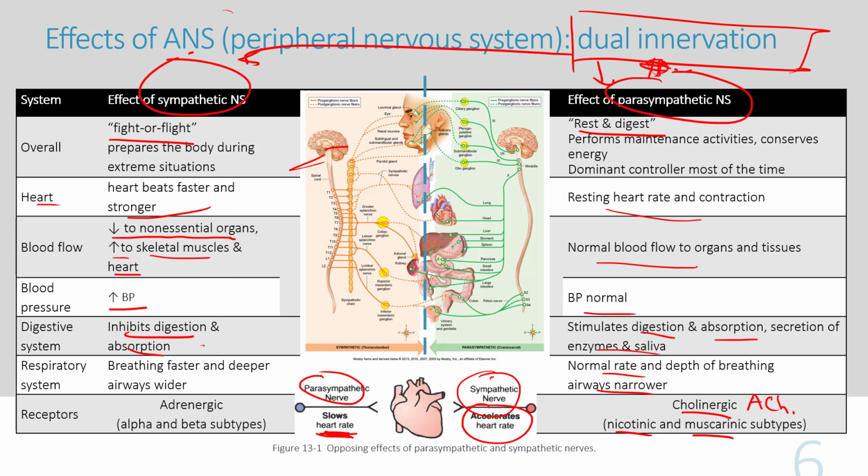Blood pressure goes up, again, to basically drive blood through the body, and you need more air and more gas exchange, so breathing becomes faster and deeper, and the airways become wider. The receptors that are specific to the sympathetic nervous system are called adrenergic receptors, basically because adrenaline or epinephrine was one of the first compounds to bind, the endogenous compound that binds to the adrenergic receptors. And you can see here, adrenergic receptors can again be subdivided into alpha and beta subtypes.